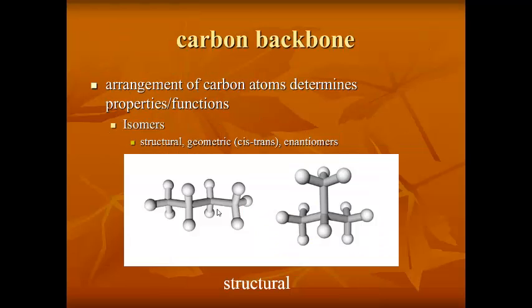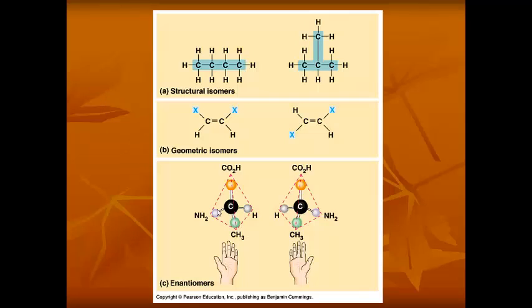Here we look at a good example of how structure leads to function. We can look at isomers. Isomers are molecules that have the same molecular formula, but they have a different arrangement of atoms. By having a different arrangement of atoms, they have a different shape, and therefore they have a different function. There are 3 types of isomers.